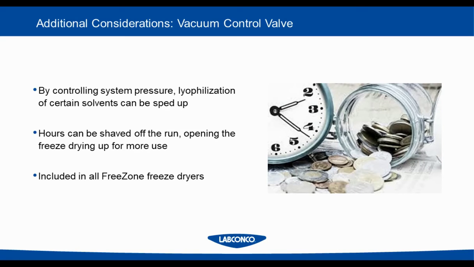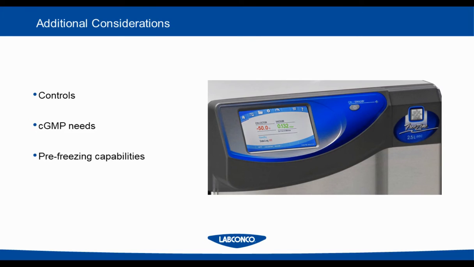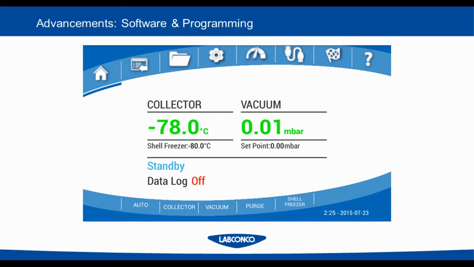A vacuum control valve is another important feature to have in your freeze dryer. By being able to set the vacuum level, you're able to speed up the runtime when using certain solvents. Other considerations include the types of controls the freeze dryer has, whether GMP requirements need to be met, and if you need the freeze dryer to have pre-freezing capabilities.